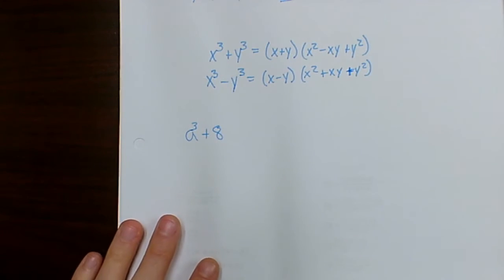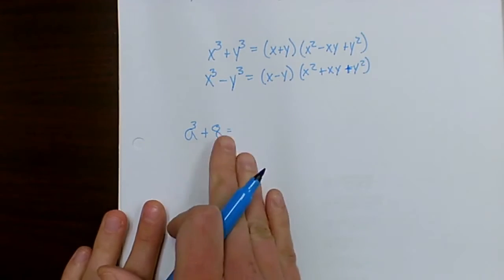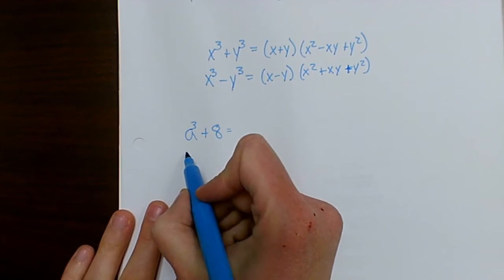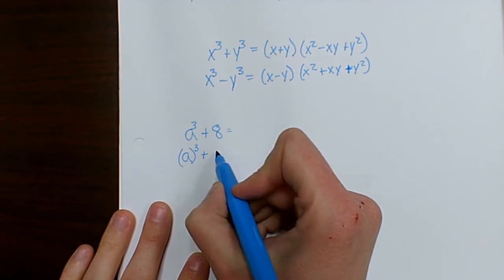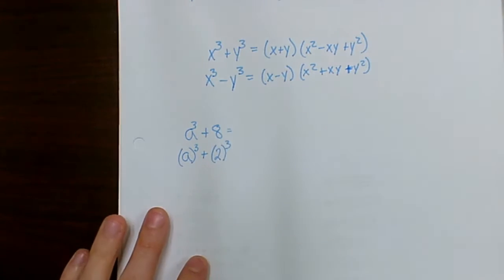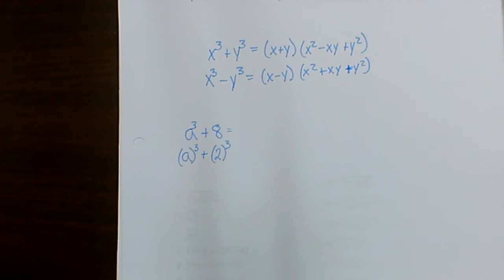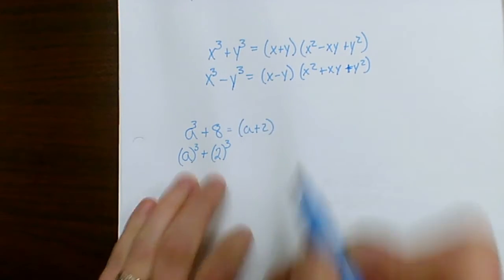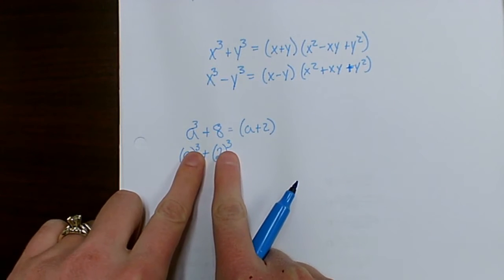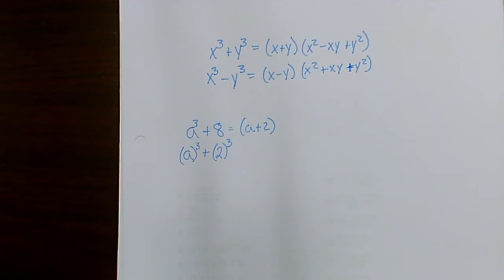A to the third plus 8. This is in terms of cubes. So we have a cubed plus 2 cubed to get 8. So here is the step-by-step process. After you break it down into something cubed, you're going to write your values as is. I don't care about those 3's anymore. So a plus 2. So you will always have a binomial.